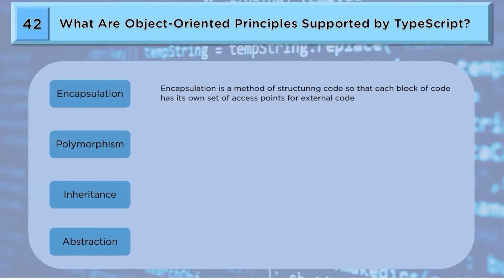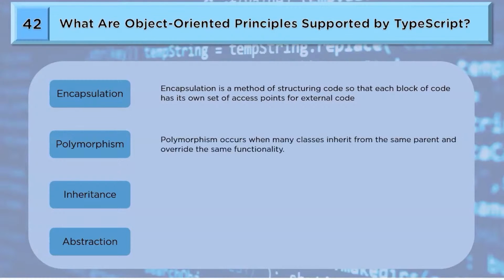Encapsulation is a major component of object-oriented programming languages, and it's a method of structuring code so that each block of code has its own set of access points for external code. Polymorphism occurs when many classes inherit from the same parent and override the same functionality. Each of those child classes is now responsible for implementing a property or method, but they may do so in their own unique way.